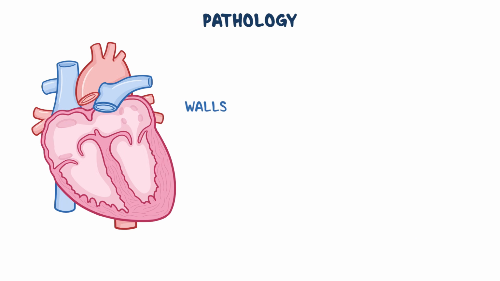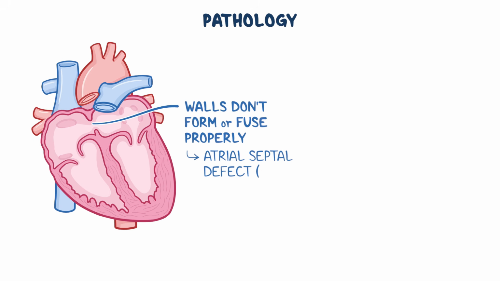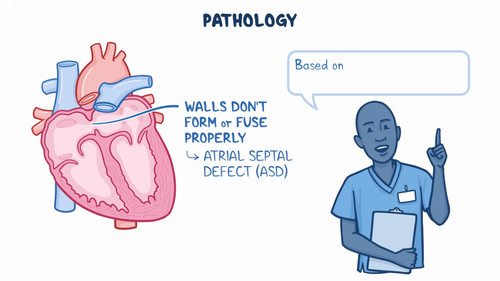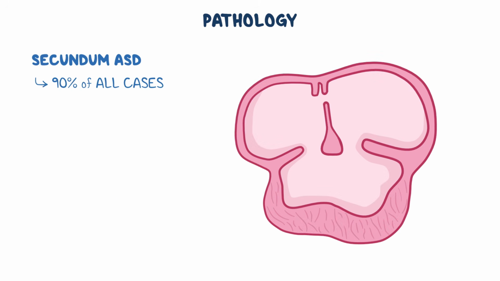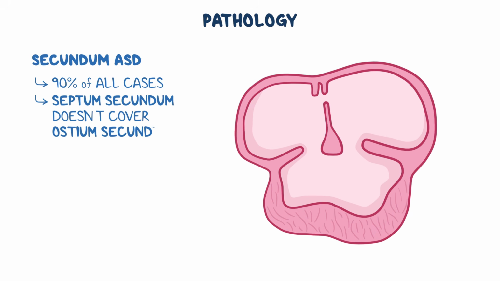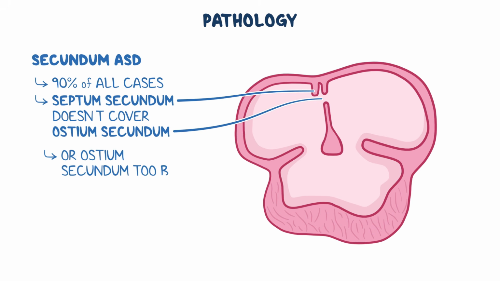Now, when the walls that separate the right and left atria don't form or fuse properly, a gap is left behind. This opening is what we call an atrial septal defect, or ASD. Based on the part of the septum that doesn't close properly, ASDs are classified into several different types. One of the most common types is secundum ASD, which accounts for around 90% of all cases. This type occurs when the septum secundum doesn't cover the ostium secundum, or when the ostium secundum itself is too large.